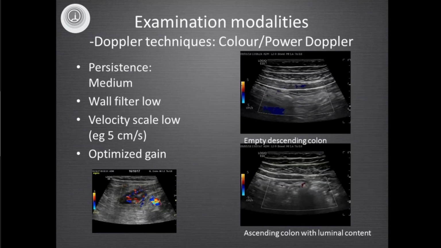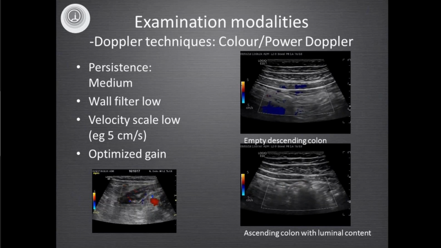And what about color Doppler or power Doppler? In most machines, the available color Doppler is more than sufficient, and you can detect vessels inside the GI wall. Typically, you should keep your wall filter and velocity scale low, and the patient needs to hold his or her breath to avoid motion artifacts. And the gain also has to be optimized to avoid flash artifacts. I turn the gain up till I get flash artifacts, and then I turn it down again till they disappear.